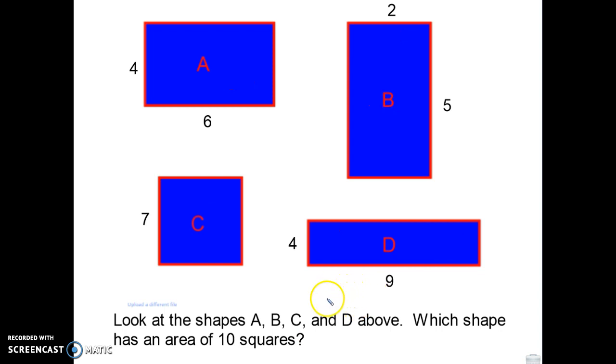Okay, now you're asked to find specifically which shape has an area of 10 squares. I've done these a million times and we've all figured out this one has an area of 10. So this answer would be B.